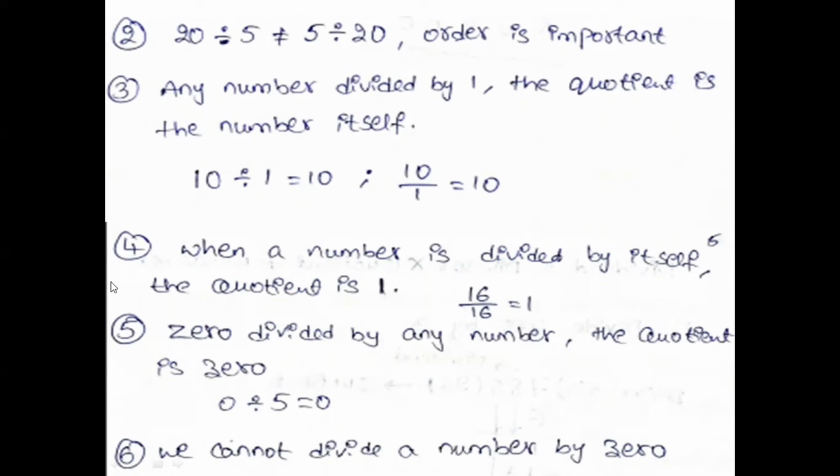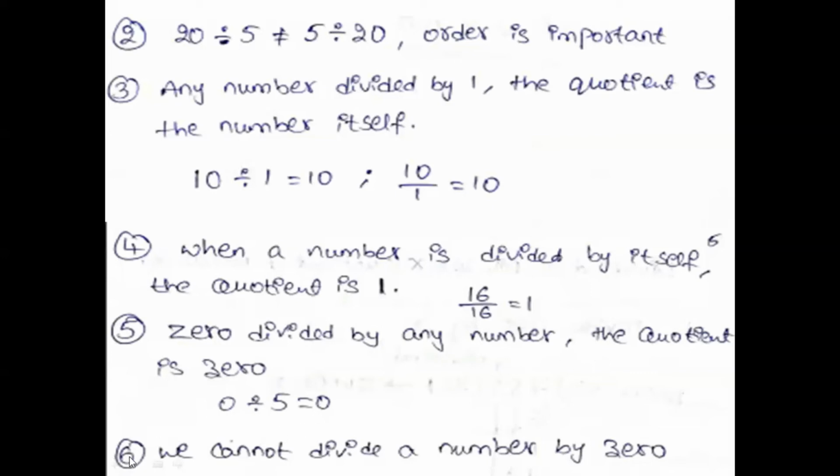Fourth one. When a number is divided by itself, the quotient is 1. For example, 16 by 16 is equal to 1. When we divide 16 by 16, how much? 1. Fifth one. 0 divided by any number, the quotient is 0. 0 divided by 5 is always 0.